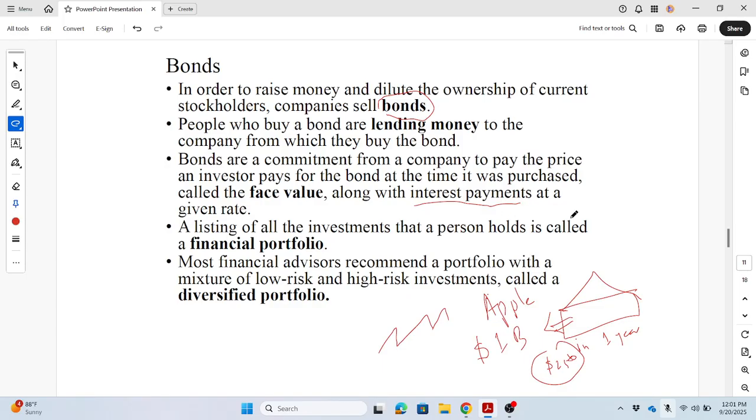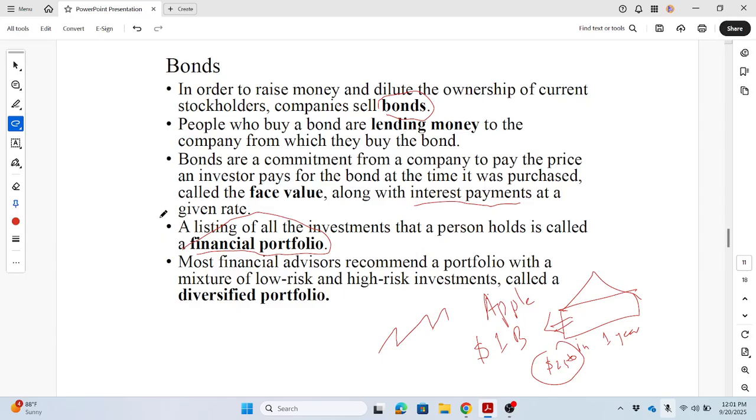Okay, and let's say you have different types of investments. You have real estate, you have different technology companies like Apple, Amazon, and things like that, and everything in your portfolio is called a financial portfolio. So a listing of all the investments that a person holds is called a financial portfolio.